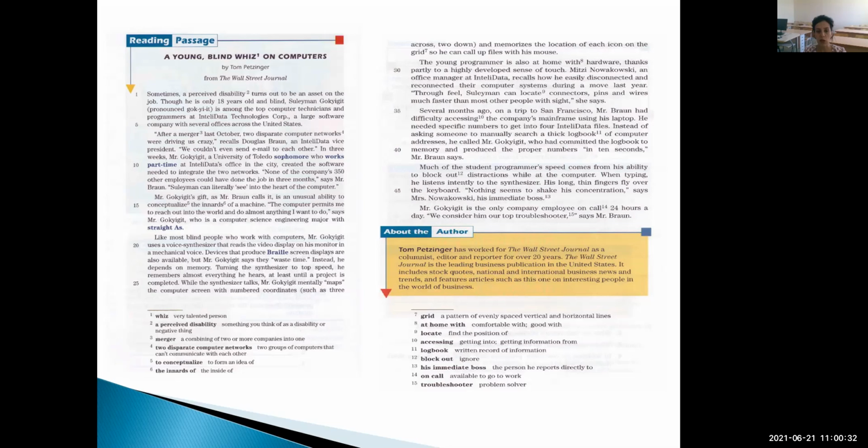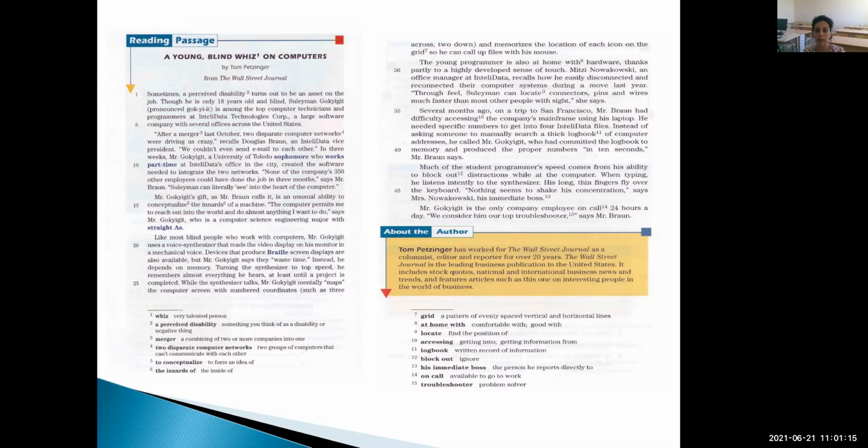While the synthesizer talks, Gokit mentally maps the computer screen with numbered coordinates such as 3 across, 2 down, and memorizes the location of each icon on the grid so he can call up files with his mouse. The young programmer is also at home with hardware thanks partly to a highly developed sense of touch. Novakovsky, an office manager in Teledata, recalls how he easily disconnected and reconnected their computer systems during a move last year. Several months ago, on a trip to San Francisco, Mr.